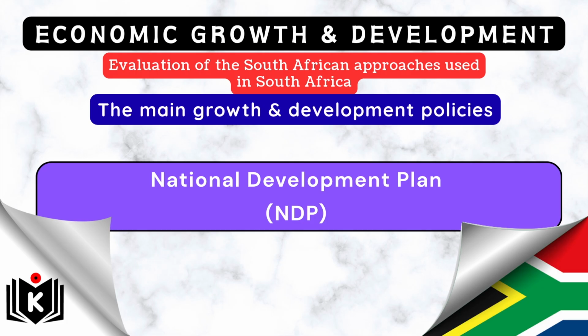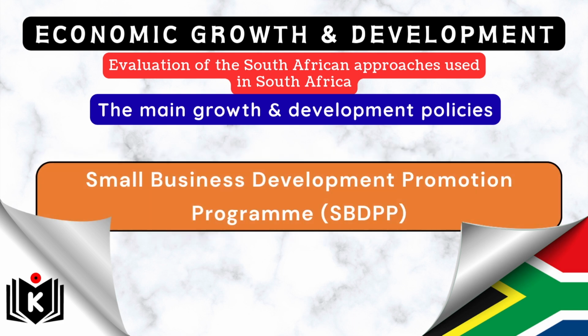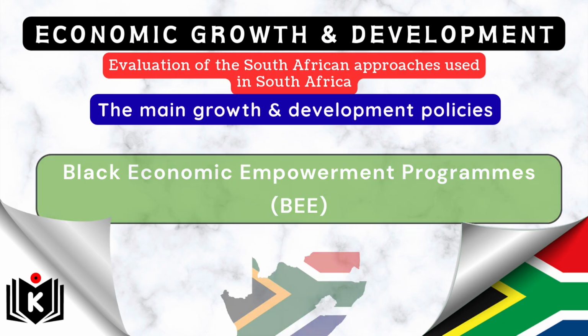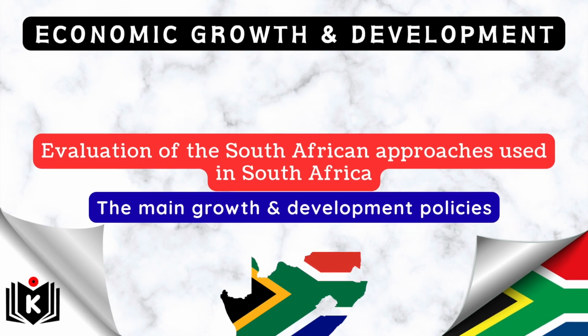other objectives. Other supportive programs include the Small Business Development Promotion Program, or the SBDPP, which helps small and medium enterprises through agencies like the DTI and the IDC. There's also Black economic empowerment initiatives, as well as affirmative action policies, which aim to correct past injustices by promoting equity and transformation in workplaces and businesses. Together, these policies show South Africa's efforts to balance economic growth with social development.